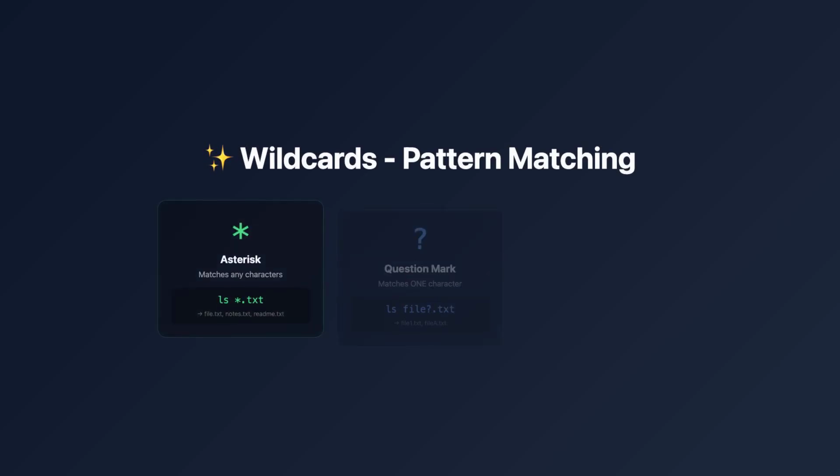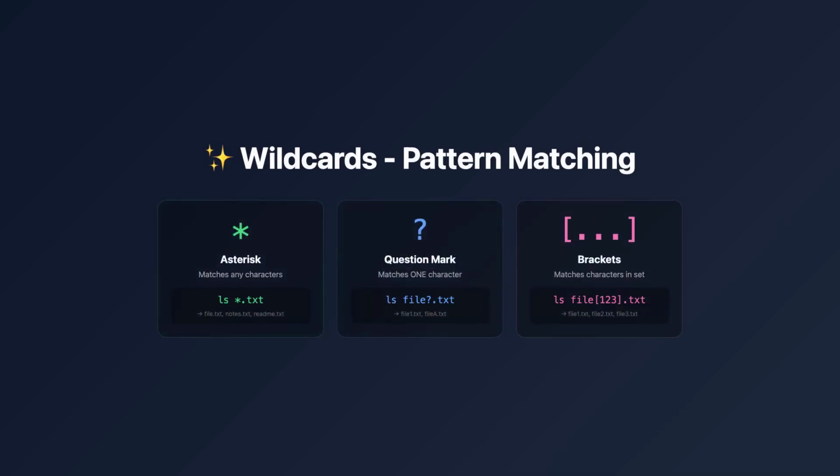Wildcards let you match patterns instead of typing exact names. The asterisk matches any number of characters. ls *.txt lists all text files. The question mark matches exactly one character. ls file?.txt matches file1, file2, fileA.